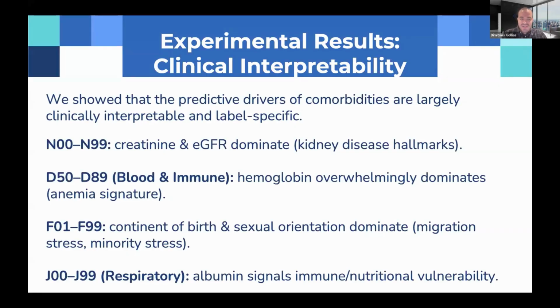The one that I described previously, F01 to F99: we found that firstly the continent of birth and then the sexual orientation dominate. That also makes sense because, regarding the continent of birth, there are a lot of people who had to migrate and so on. Therefore, this created a lot of stress and also stigma, and those cases were not easy, and people had a lot of stress. So it makes sense that this is more dominated by the place where people are rather than by lab tests. The last example I have here is the code J00 to J99, the respiratory category.